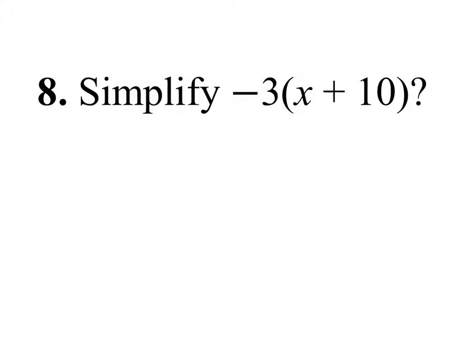Okay. So first what you do is you have to do the distributive property. Or what I did is because x is 1, I just did that. So then you do negative 3 times 1, and then negative 3 times 10. Negative 3 times 1 is negative 3, or negative 3x, and then negative 3 times 10 is negative 30.